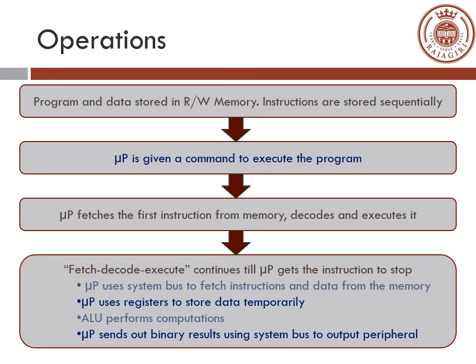When the microprocessor is given a command signal to start the execution, it fetches the first instruction from the memory. The instruction is brought to the instruction register, decoded, and performed. This fetch, decode, execute process will continue until the microprocessor gets a stop instruction. In this process, the microprocessor uses the system bus to fetch the instruction and data from the memory, and it uses the registers to store the data temporarily.